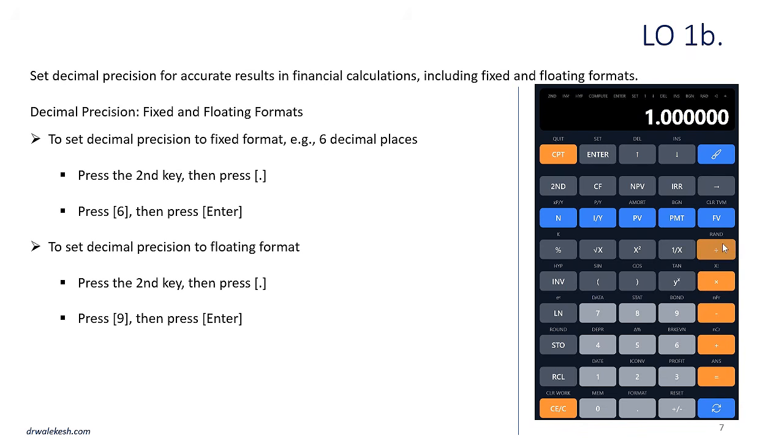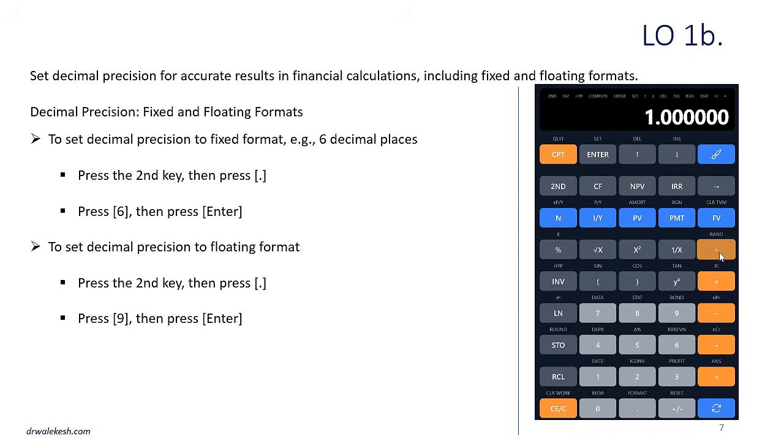1 divided by 2 should give us 0.5, but because our financial calculator is on 6 decimal places, we have additional 5 zeros, which are obviously unnecessary. 1 divided by 4, that should give us 0.25, but because our financial calculator is on 6 decimal places, we have additional 4 zeros after the 5, which are obviously unnecessary.